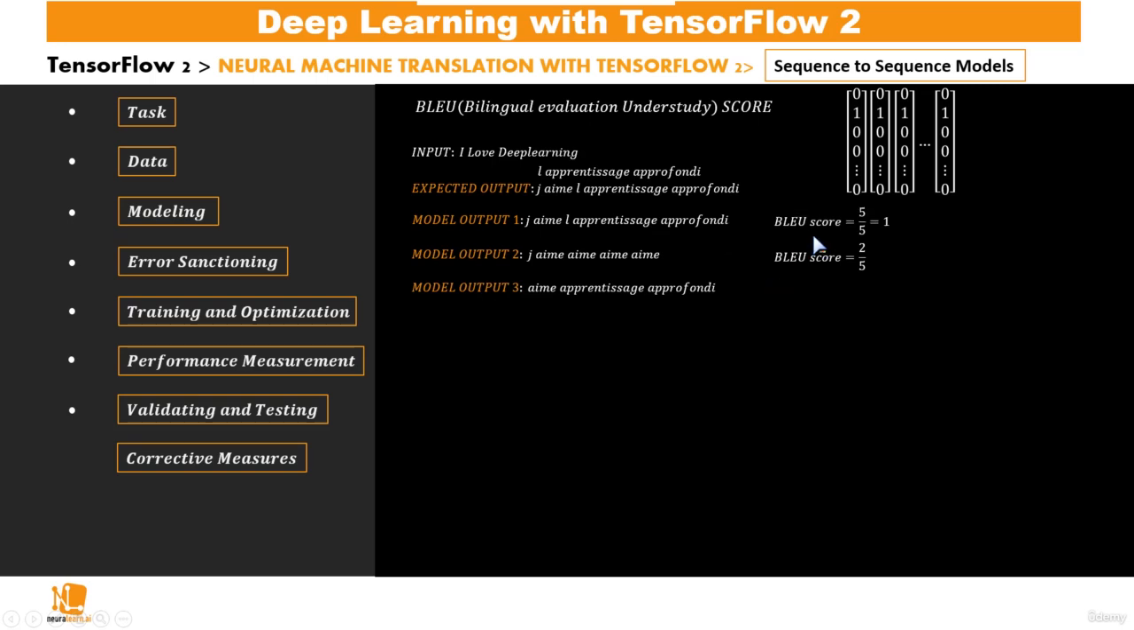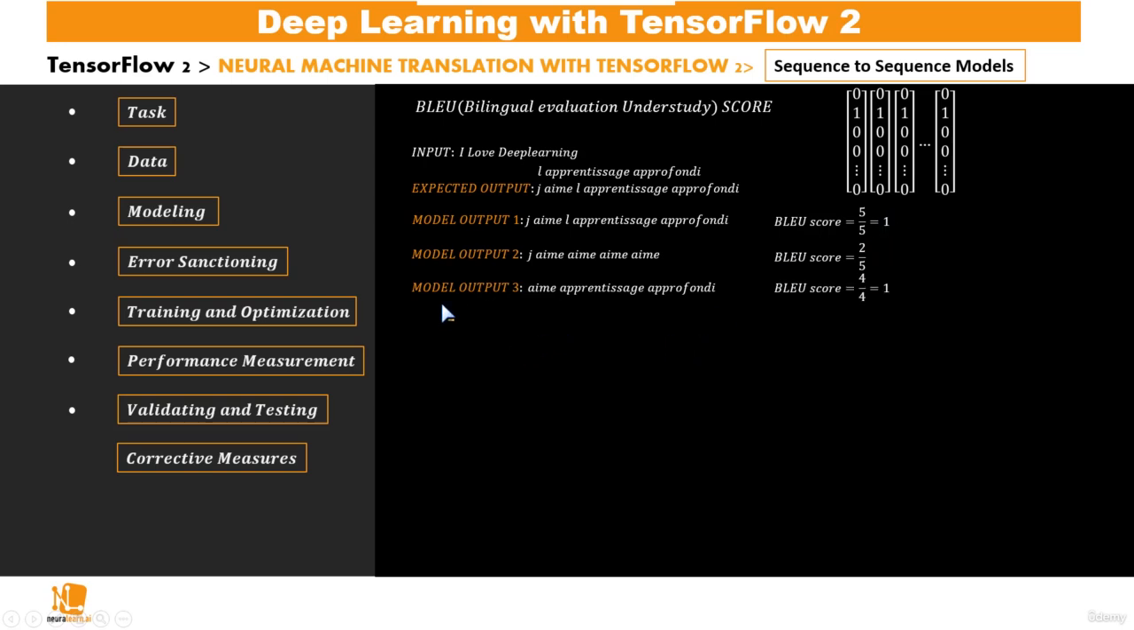Now let's move to the next. For this we have G, it matches, we take G off. M, it matches, we take M off. L, it will still match, so we'll be left with this. Take L off, we're left with apprentissage approfondi. Apprentissage matches, approfondi matches, and at the end of the day we have 5 matches divided by 5 model outputs, giving us a BLEU score of 1, which is the perfect BLEU score.